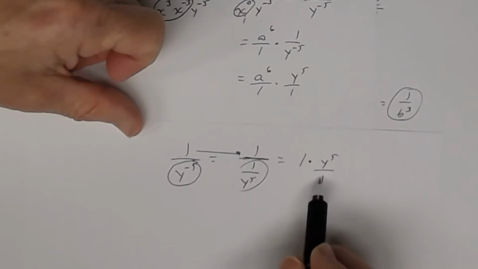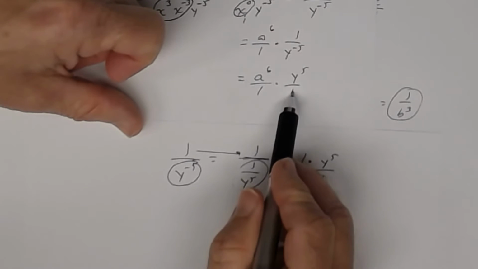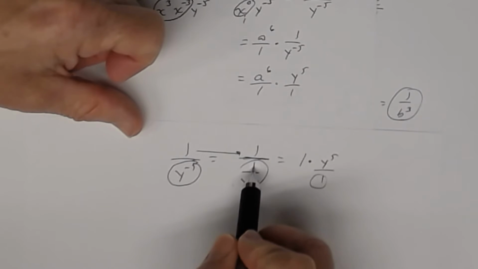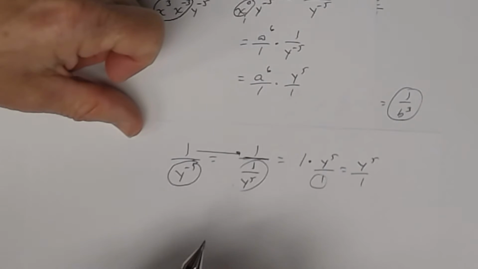And so this 1 you see here is not from here. Okay, see this 1 right here? This 1 is this 1. That is not from here, but from here. So it's important that you see that. So that's y to the 5th divided by 1. So that's where this comes from.